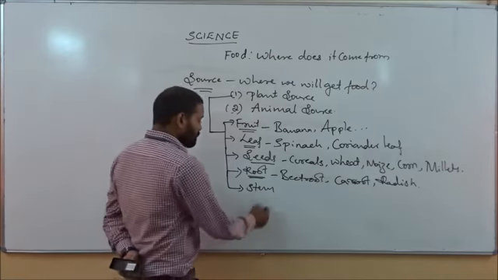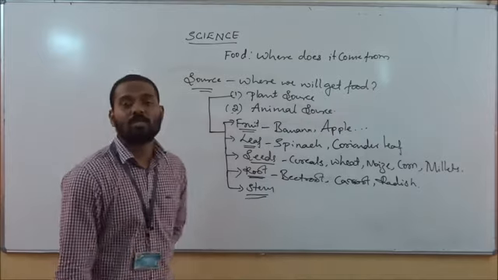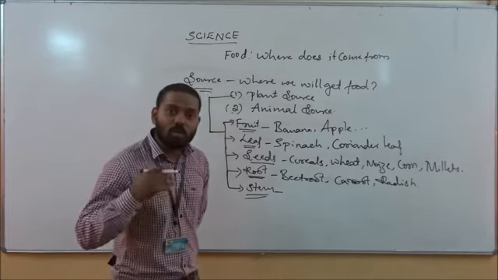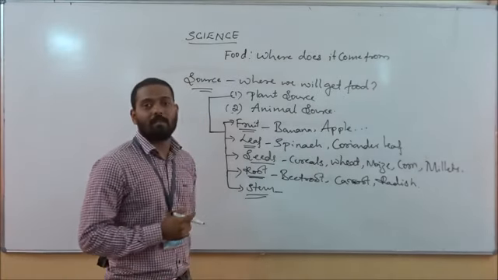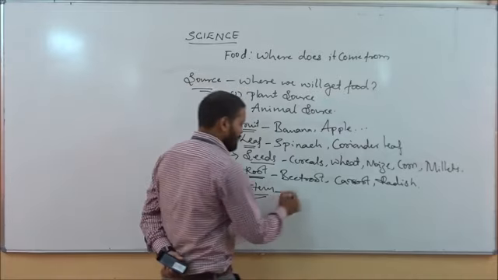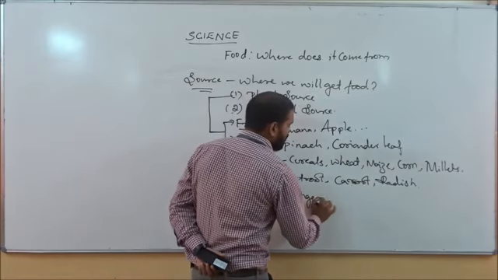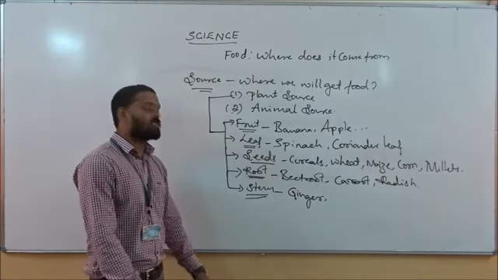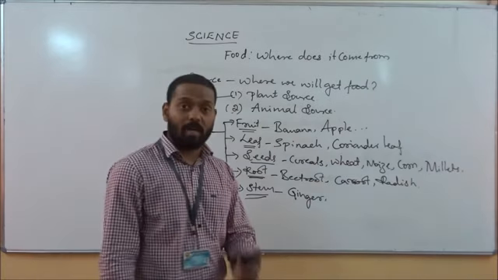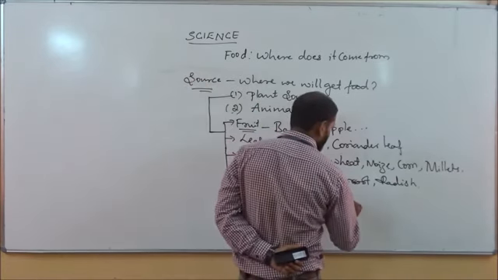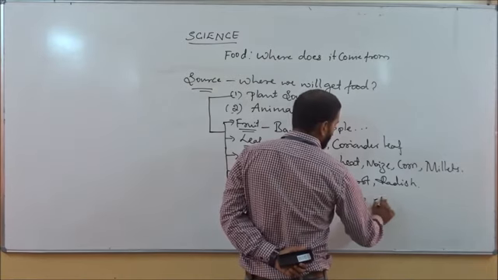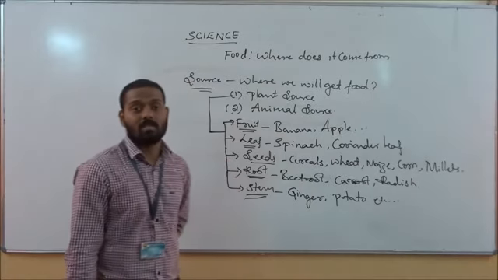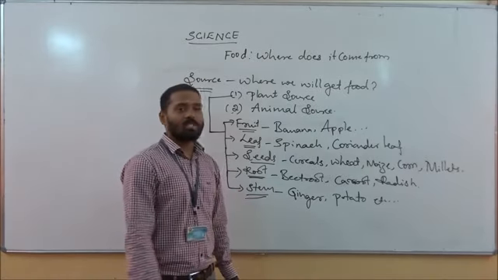Then after that, stem. In many plants we use the stem as food. Stem means what? Many stem parts are used as food. For example, ginger. Ginger you can call a stem. Ginger is one thing we can use as a stem part. Even potato we can talk about. Potato can also be used as a stem. So like that, many are there. Ginger, potato, and turmeric are also used as stem parts. So these also we can use as food items.